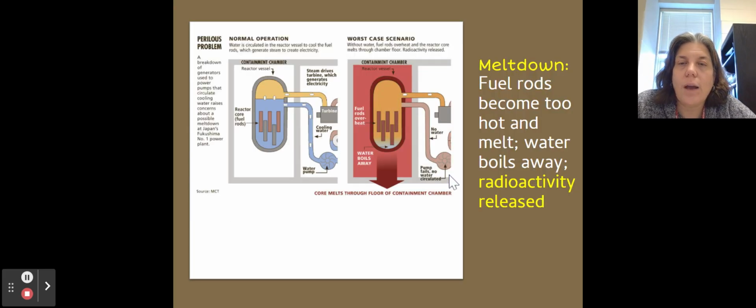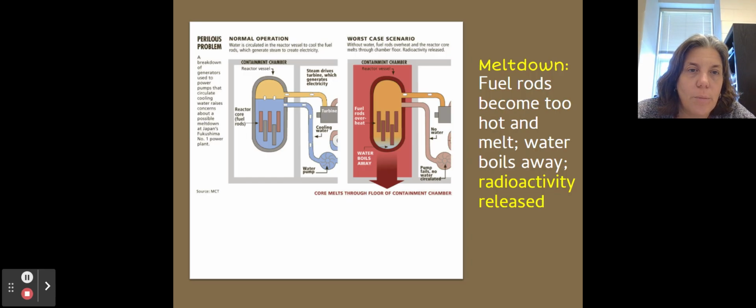What happens if you do have a problem and you do get out of control? We can have something called a meltdown. This is when the fuel rods get way too hot and they melt and the water boils away. When I don't have any water bathing this system anymore, then it gets really hot and the radioactivity can be released.